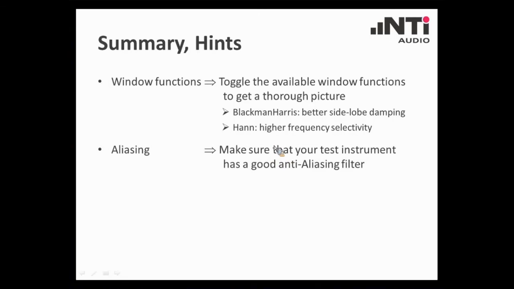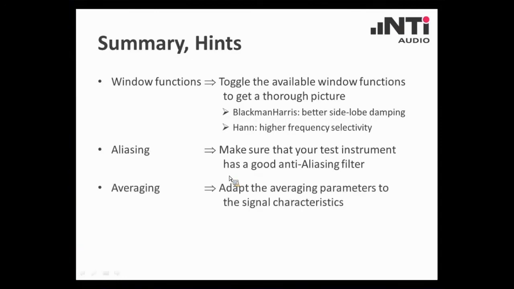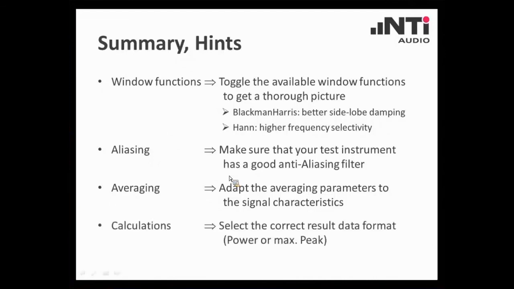Talking about aliasing, the best thing that you can do is to make sure that your test instrument has a good analog anti-aliasing filter. If not, you are always encountering the risk that some parts in your spectrum might be aliasing effects, and that is of course bad because it falsifies the result. Talking about averaging, you can play around with the available parameters to get the optimum result for your application. And when it goes into calculations, it's very important to use the correct result data format, the power or the maximum peak for your calculation.